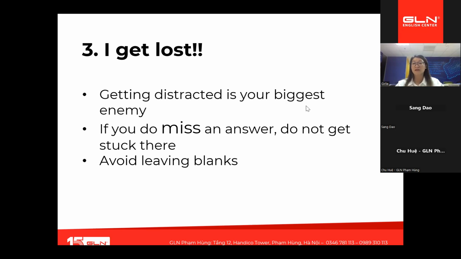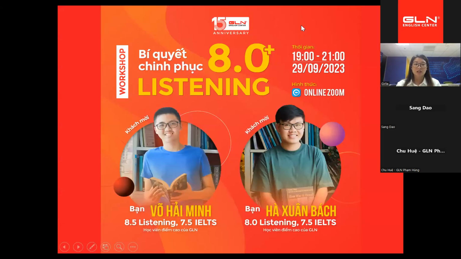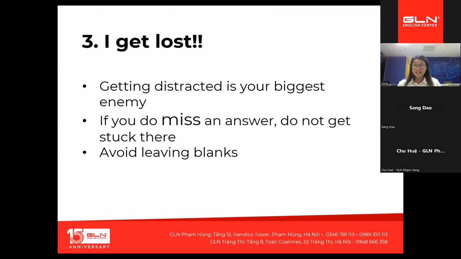So avoid leaving blanks. That's what it meant. Avoid leaving blanks in your answers. Always try to guess if ever there are blanks. Of course, it's not good to miss some answers, but what can we do? That happens, but try to avoid leaving it blank after. Try to guess some answers. That is the third common mistake that students do. And that's the end of the presentation.